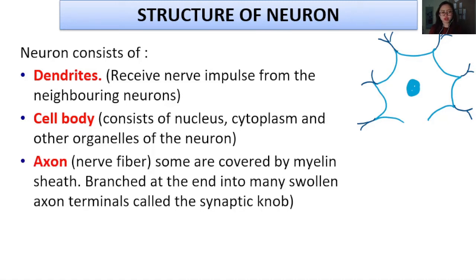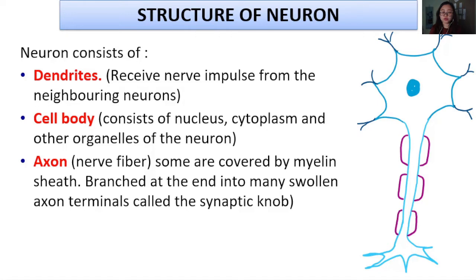Another structure in the neuron is the axon or nerve fiber. So this is an extension of the cytoplasm of the neuron. Some are covered by myelin sheath. They will be branched at the end into many swollen axon terminals called the synaptic knob. So if you want to draw the axon, you can draw it like this. And if you want to, you can draw little round bits at the end to show that it becomes swollen to form synaptic knobs.